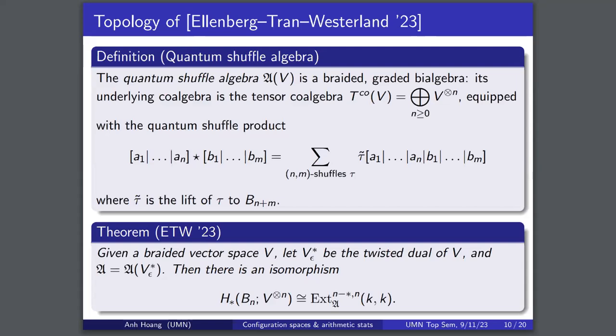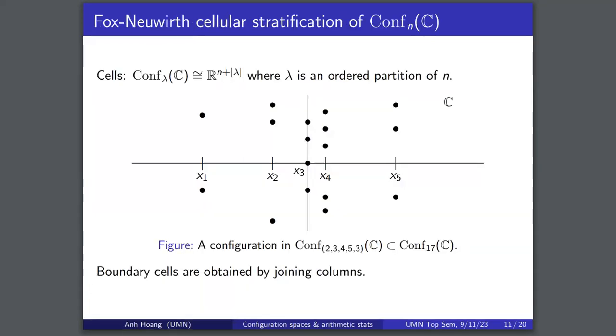All right. So what we try to do is improve, or extend, their theorem to some other scenarios. But let's start with the way they go around and prove this. Their proof relies on something called the Fox-Neuwirth cellular stratification of configuration spaces. So here, if I start with Conf_n of C, the cells in this stratification are given by putting points in columns. That's what I usually like to say.